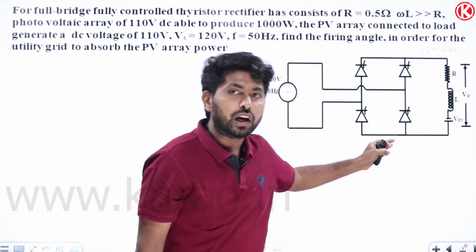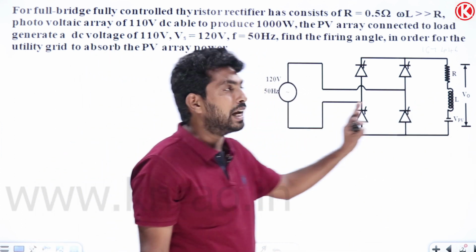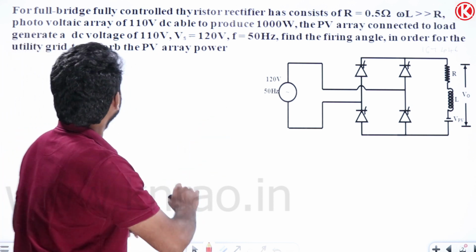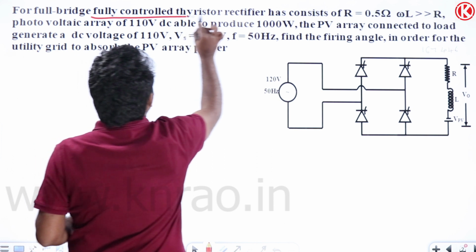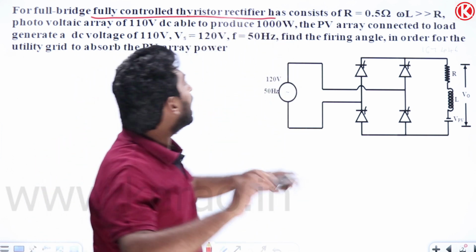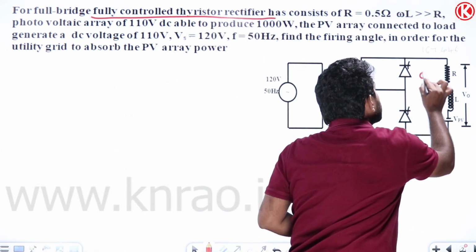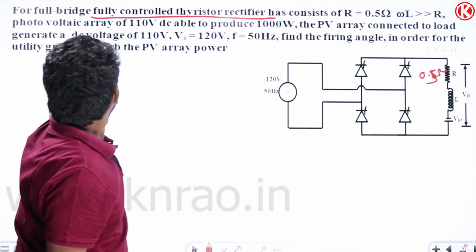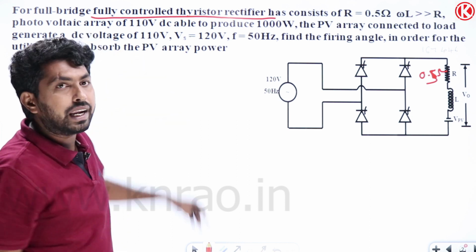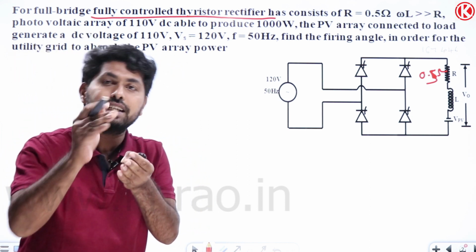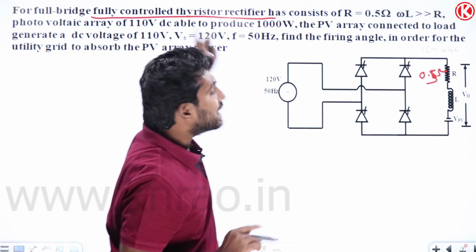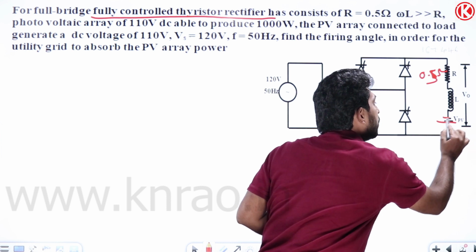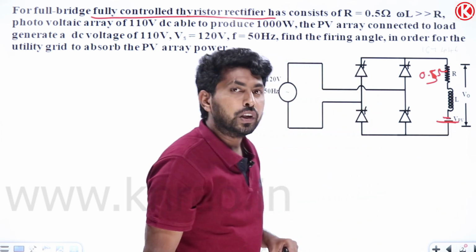The fully controlled converter is driving an RLE load. From this diagram itself we can see that. Here E is the source. If you observe, it is a full bridge fully controlled thyristor rectifier with an R value of 0.5 ohms. The PV array, the photovoltaic array, always generates a DC voltage, so it acts as a DC source here. If you observe the polarity, it is connected in the opposite direction.